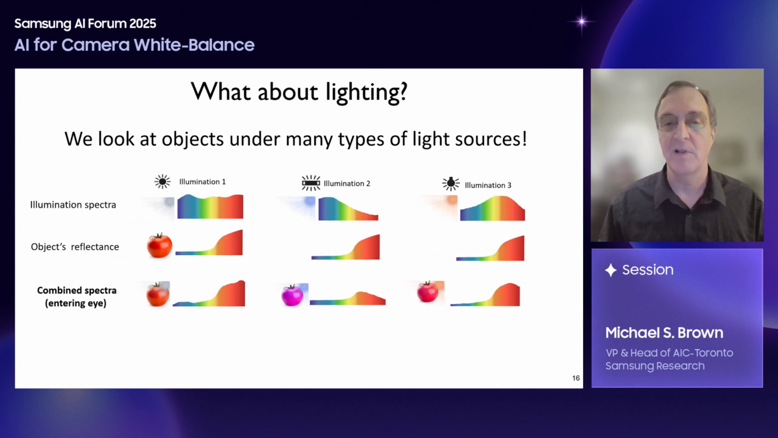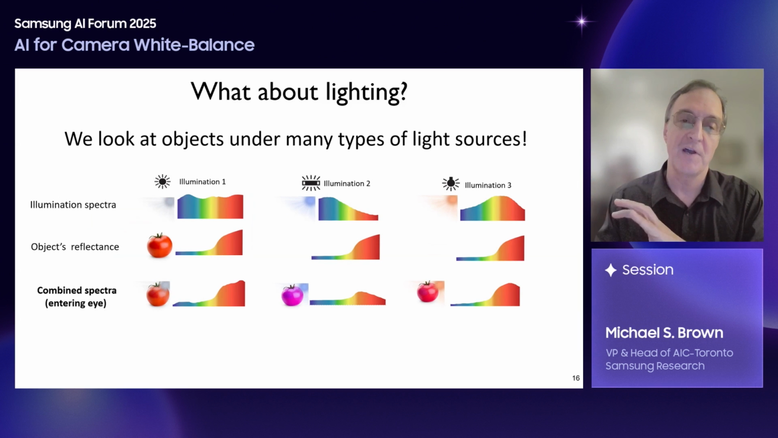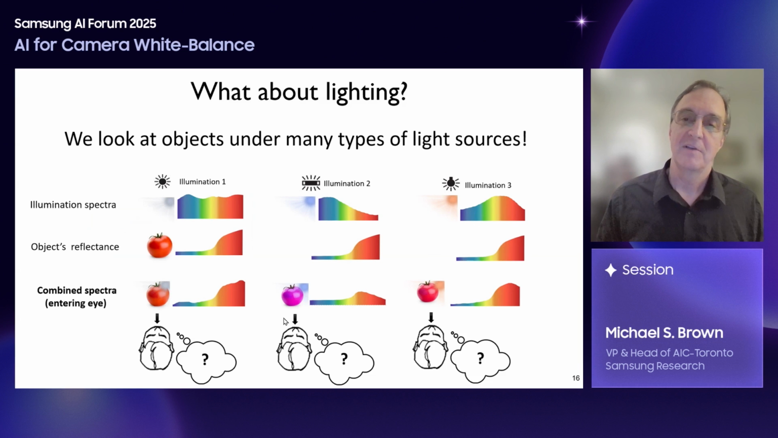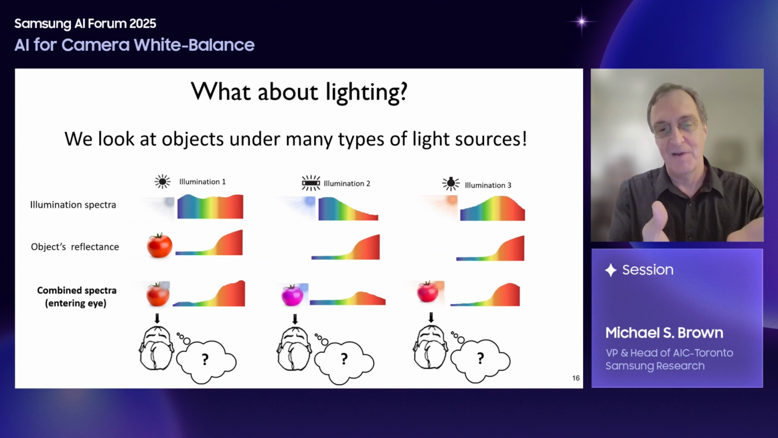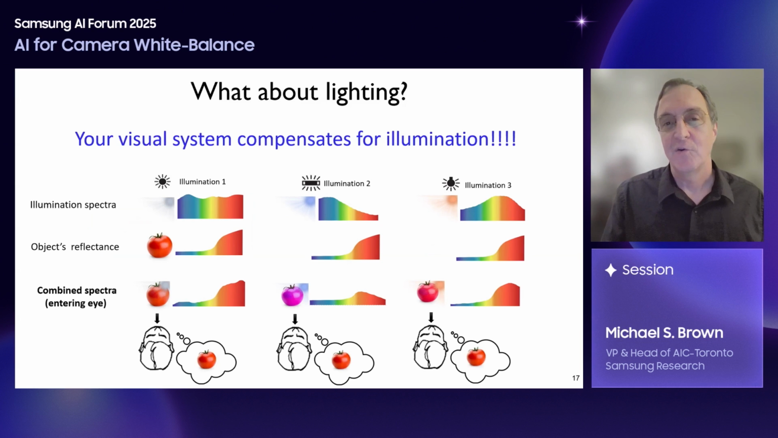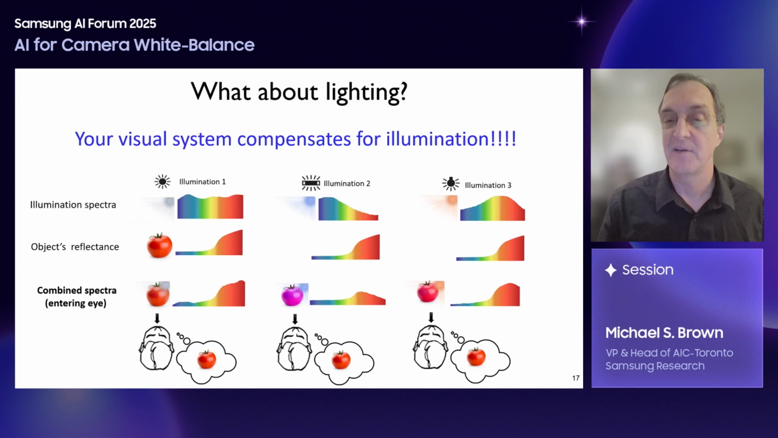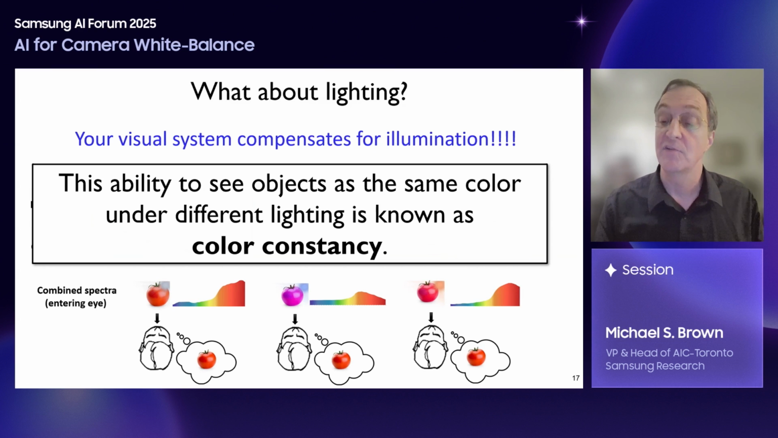Sunlight, different types of indoor light. Even sunlight changes. Noon versus dusk versus dawn will be slightly different. Now, the question is, does it change how you perceive the tomato? I would think that all of you agree that when you look at a tomato, it always looks red. So you have an amazing ability to correct for this. Your visual system compensates for this different illumination. And this ability to see objects under different illumination, but as the same color, is known as color constancy.